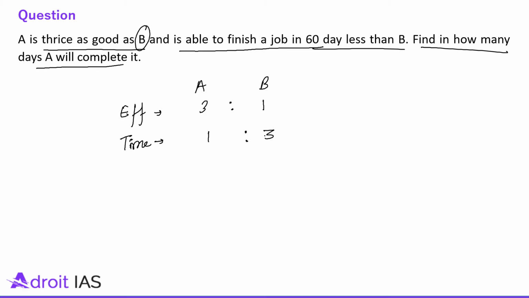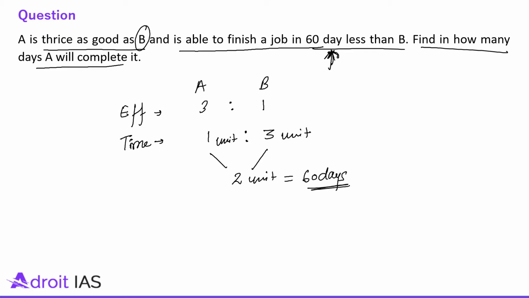Question is, A is thrice as good as B and is able to finish a job 60 days less than B, right? Everyone, the time taken by A and B are in the ratio 1:3. So the difference between the timings will be equal to 2 units. This is 1 unit time, and this is 3 unit time. 1 unit time may be 1 day, 1 month, or 1 year, and the question is saying days. So this is 2 units, and 2 units is equal to 60 days.